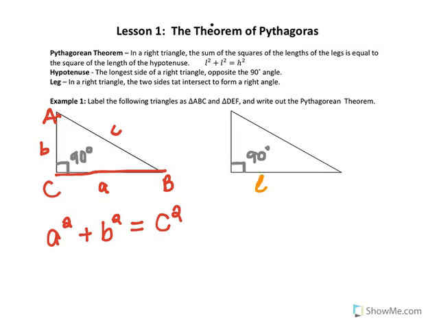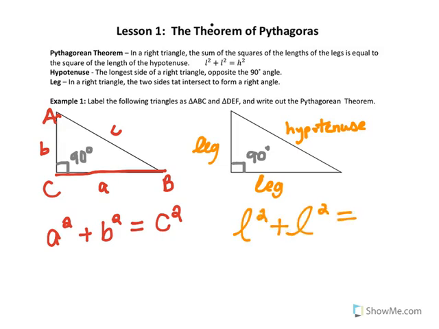But if we think about it, this is a leg, this is a leg. It doesn't matter which one's which. This is called the hypotenuse because it is across from the right angle. The formula is leg squared plus leg squared equals the hypotenuse squared. And this is a better formula because it reminds us what each thing actually is.